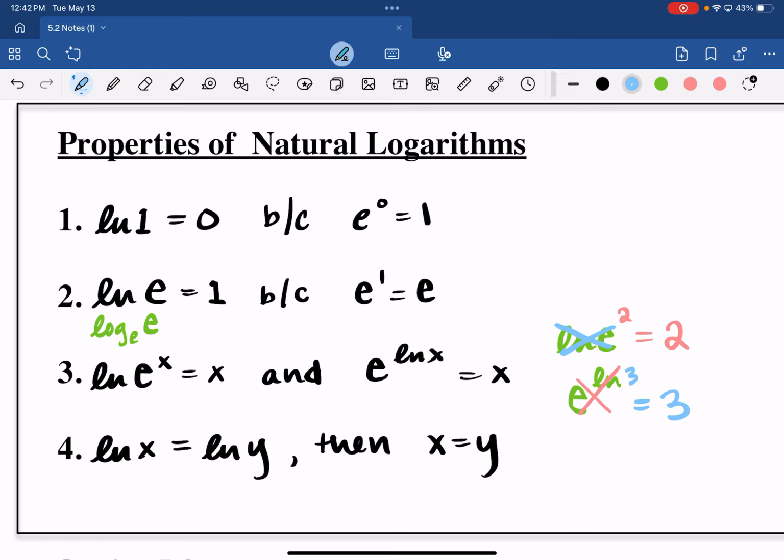Well, this part would be 1, but then take multiple. So it's using property 2, but you've got to take it one step further.